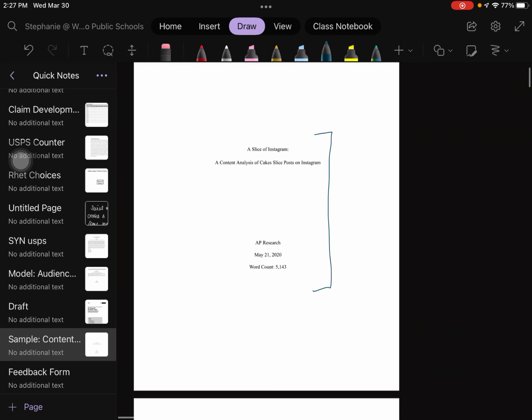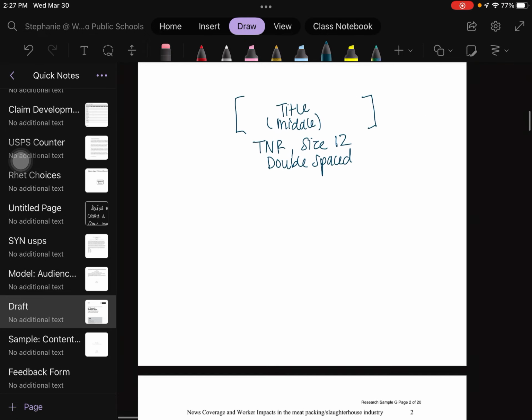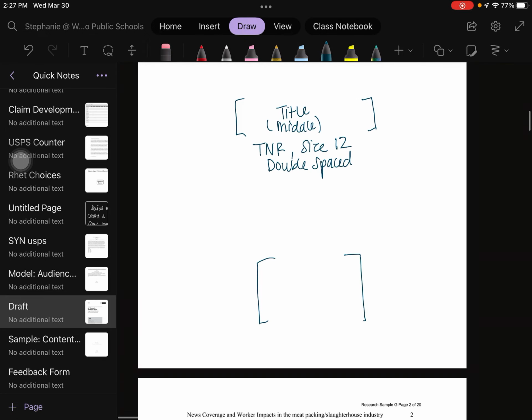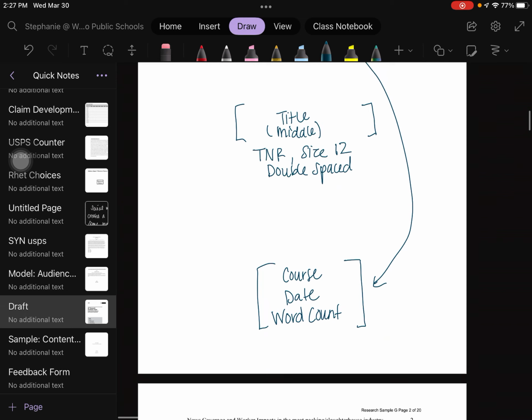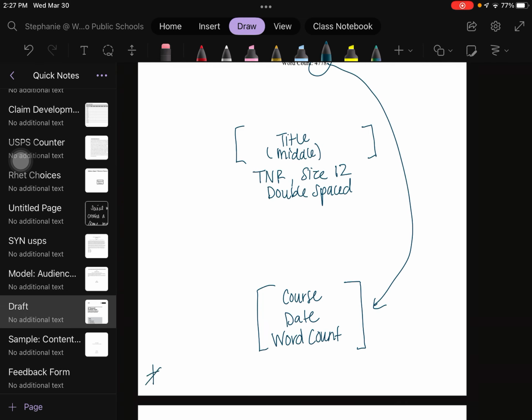They have their title, and then further down the page they have what looks like the course title, the date, and the word count. So I'll put another little note down here that they need course, date, and word count. They do have a word count, so I'm just going to draw them a note to mention that it should go down there. Now, because this one is pretty different than the sample, I might also suggest that this writer takes another look at the sample, specifically for the formatting.